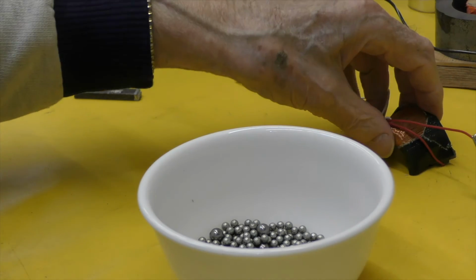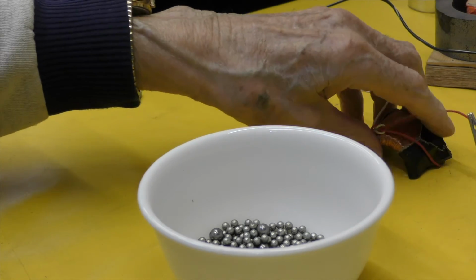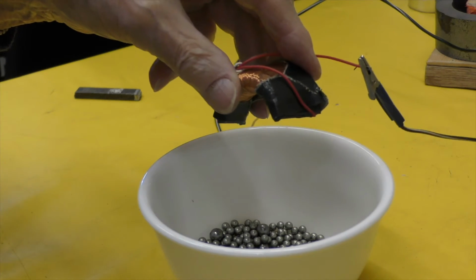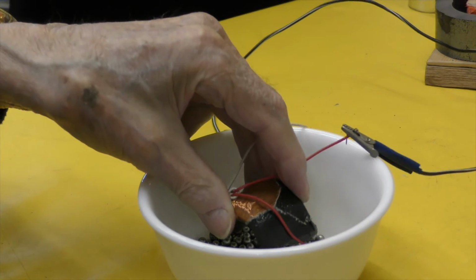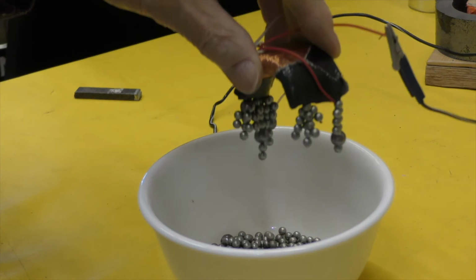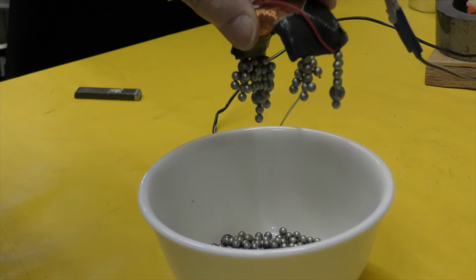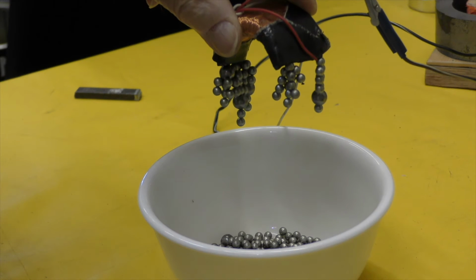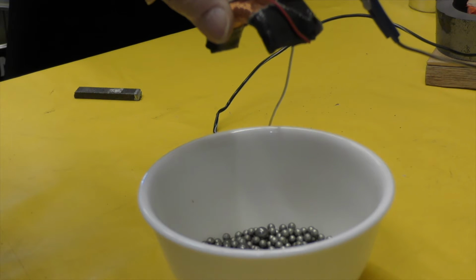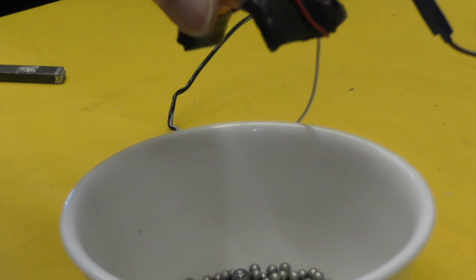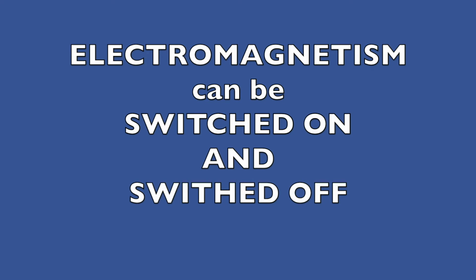However, if we have an electromagnet and switch it on, this will attract the steel balls, and if I switch off, they fall off. Electromagnetism can be switched on and switched off. If you remember this particular rule, you know something about what electromagnetism is about.